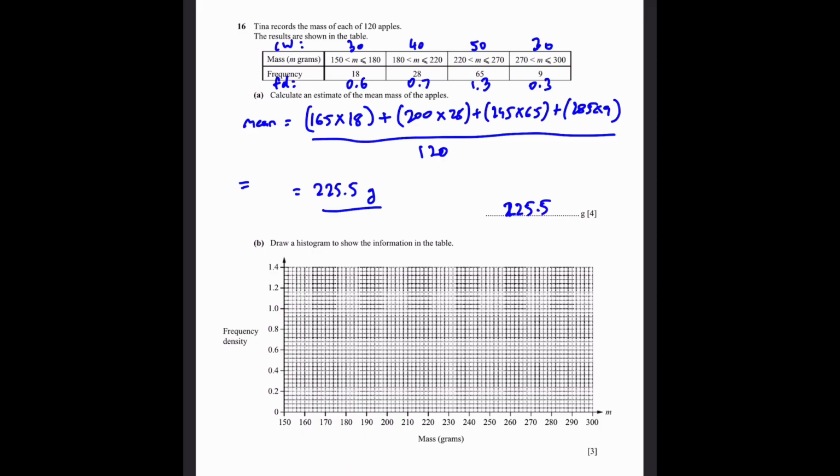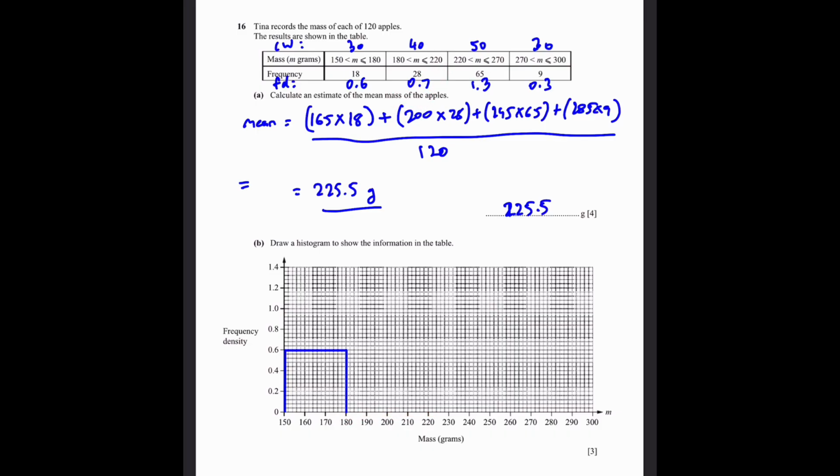So for a class width from 150 to 180, we draw a bar which has a height of 0.6 in frequency density. So let's draw a line from 0.6 from 150 to 180. And of course, draw the lines down here, like this. So this is our first bar, and in a similar fashion, let's do a second one, which is 180 to 220 and goes to 0.7.